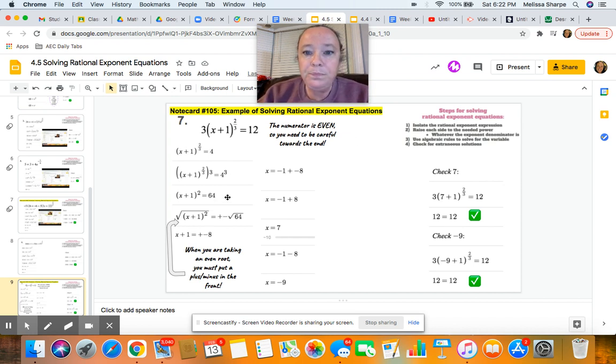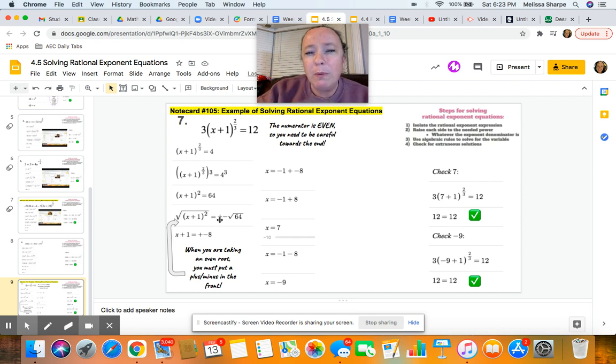Now, step 3 is to use algebraic rules to solve for the variable. In order to solve for this, we have to take the square root of both sides. But remember we were doing this in Unit 1? When you take a square root, you have to put a plus or minus, and that's the same for any even root. This happens to be a 2, so we're taking the square root, and that's understood, so I don't have to put the 2 in the index. You could. But if you take a 4th root or a 6th root, you still have to do this plus or minus.